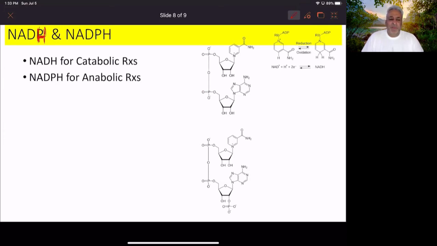But let's move on. So these two are alternative ways of carrying energy within the cell. NAD is able to pick up energy in the cytosol from the initial breakdown of glucose.